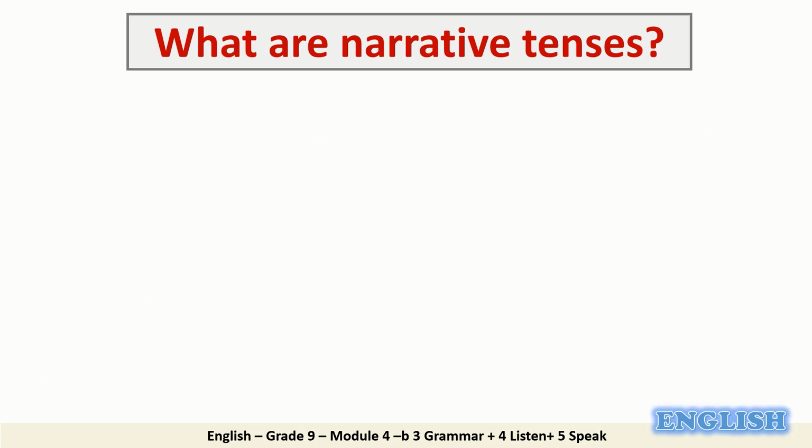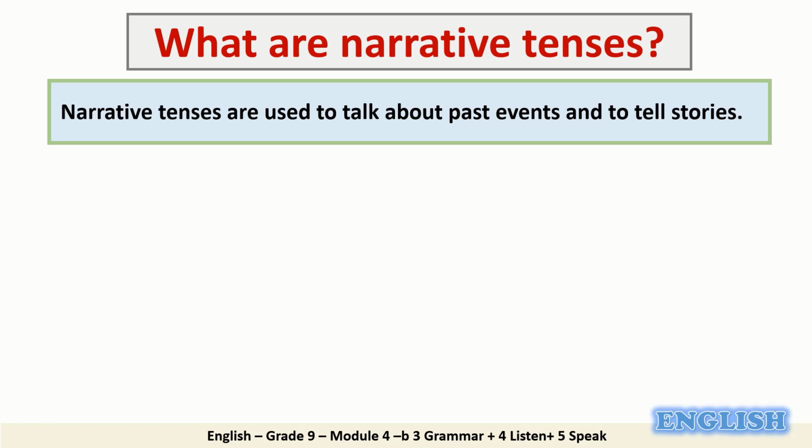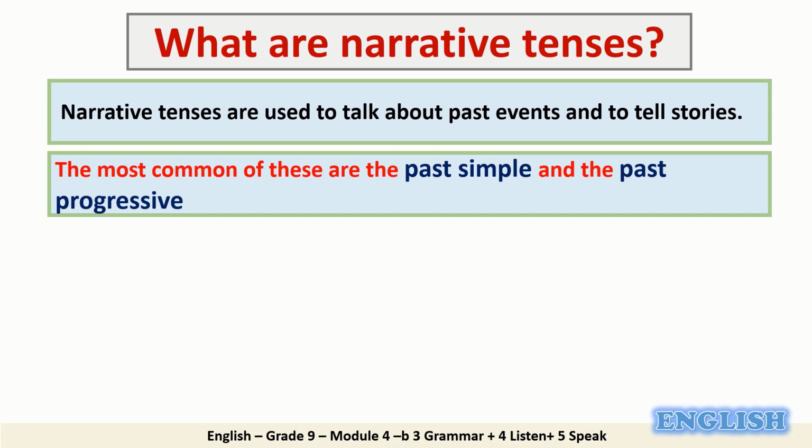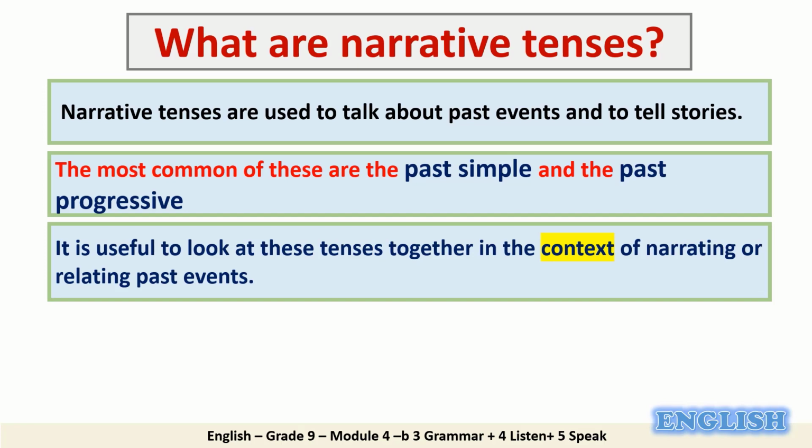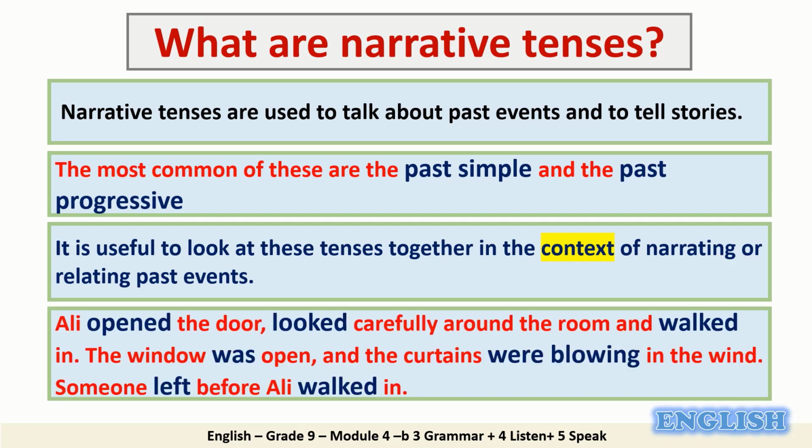What are narrative tenses? Narrative tenses are used to talk about past events and tell stories. The most common of these are the past simple and the past progressive. It is useful to look at these tenses together in the context of narrating or relating past events. For example, Ellie opened the door, looked carefully around the room and walked in. The window was open and the curtains were blowing in the wind. Someone left before Ali walked in.